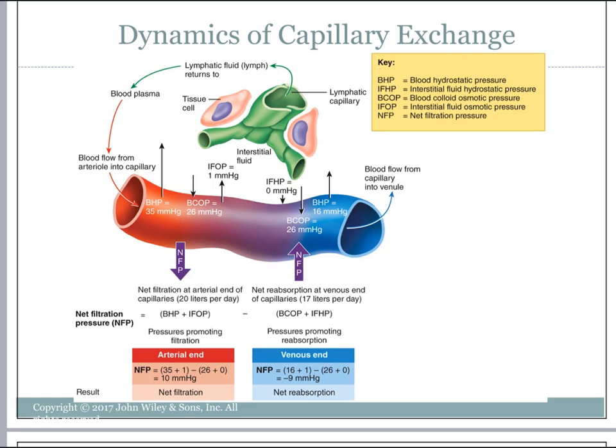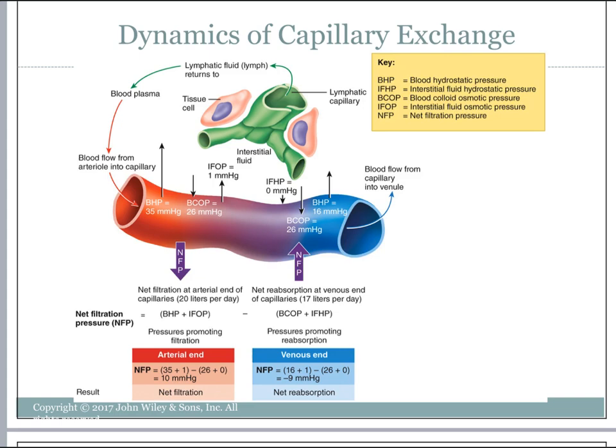So what's the goal of the capillary at the arterial end? We want to unload oxygen, unload nutrients. So we want net filtration pressure inside the capillary to be higher, which is going to force these constituents, the oxygen, the nutrients, out of the capillary into the interstitium.